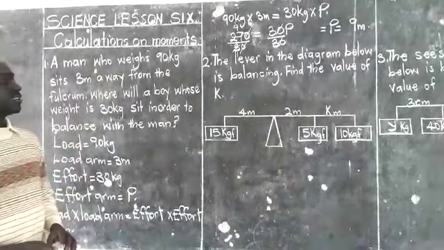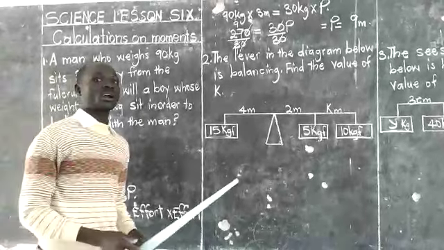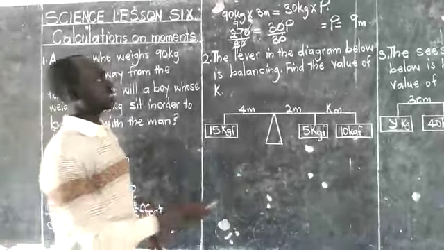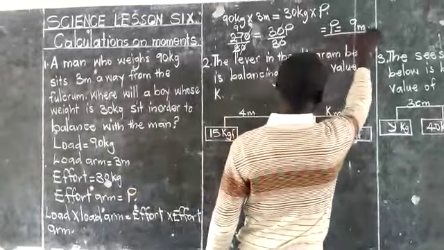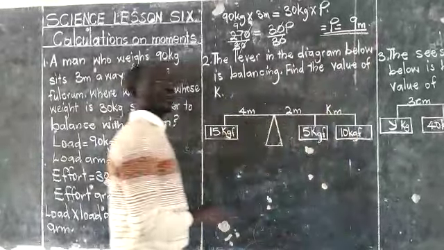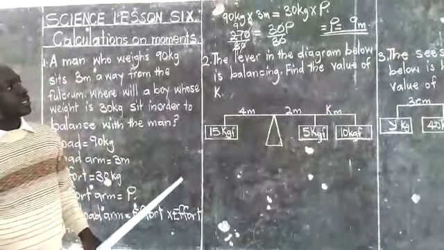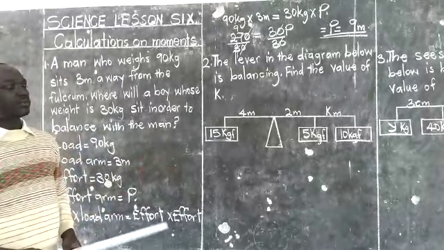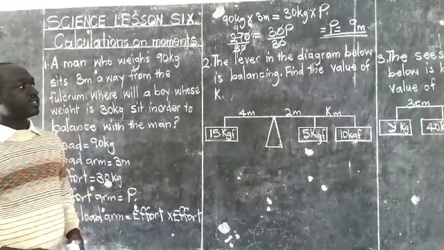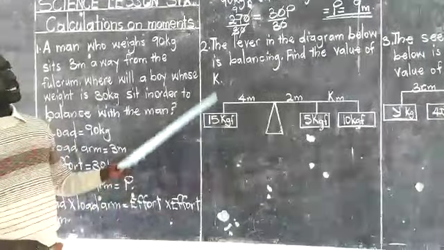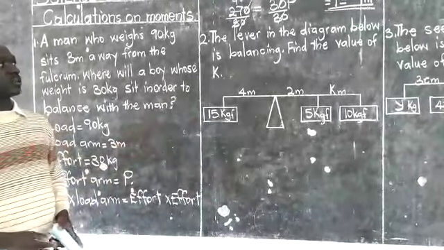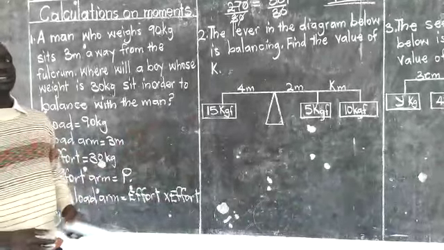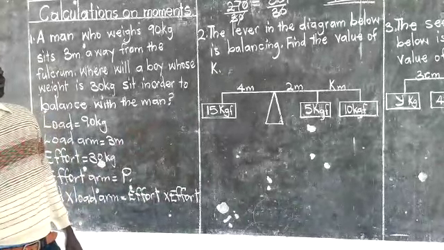That is our first example. We have our second example that reads, the lever in the diagram below is balancing. Find the value of K.